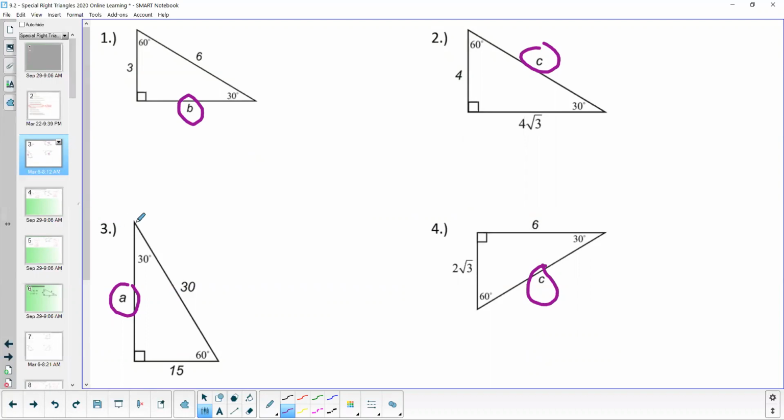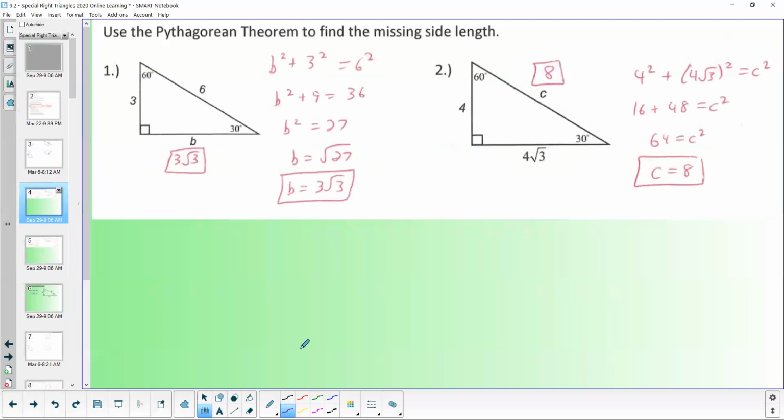Okay, if you are back, hopefully you have solved each one of the first 4 problems here using the Pythagorean theorem. To save a little time, I've already worked through the solutions. On number 1, we have B as one of the legs. If we write the Pythagorean theorem, B squared plus 3 squared equals 6 squared. Keep in mind, it doesn't matter which leg is A and which leg is B. If you want to reverse this and do 3 squared plus B squared, that's also fine. When we solve, we get B is equal to the square root of 27, and simplified, that is equal to 3 root 3.